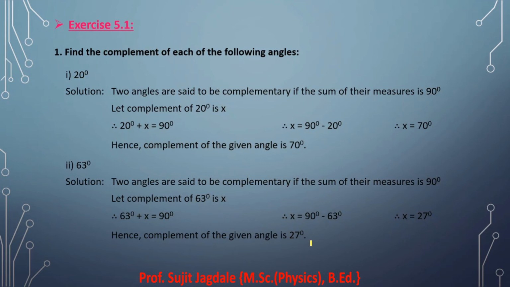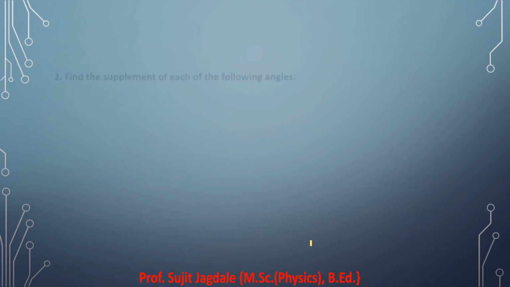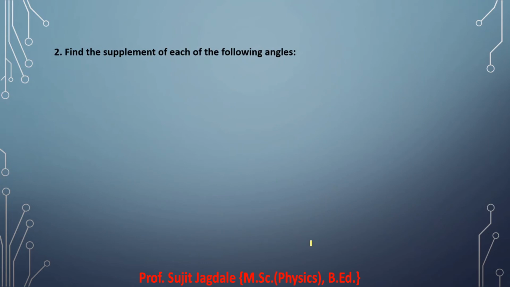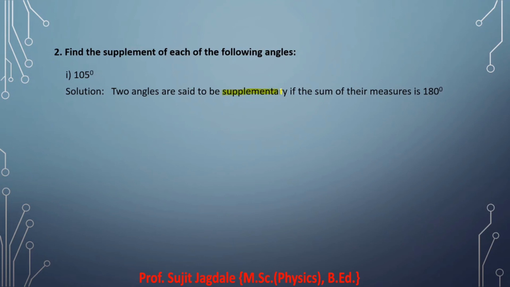Now in the same way, question number 2 is where we have to find the supplement of each of the following angles. Again we consider the first angle, which is 105 degrees, and if we define the concept of supplementary, two angles are said to be supplementary if the sum of their measures is 180 degrees.